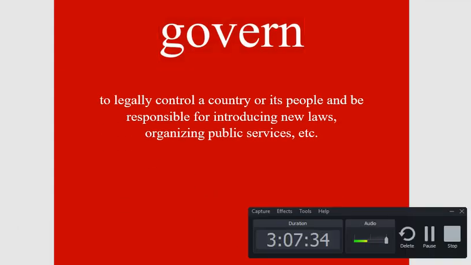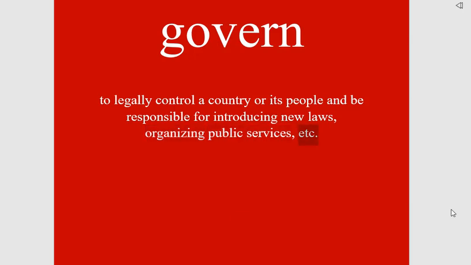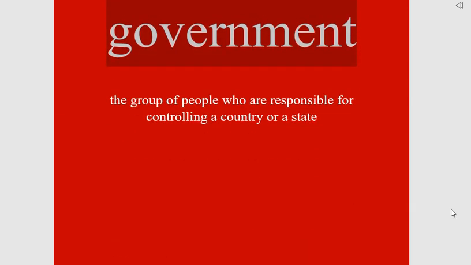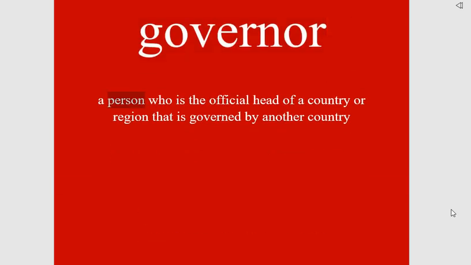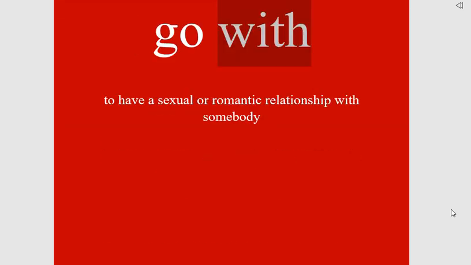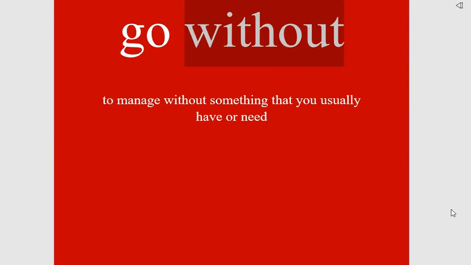Govern. To legally control a country or its people and be responsible for introducing new laws, organizing public services, etc. Government. The group of people who are responsible for controlling a country or a state. Governor. A person who is the official head of a country or region that is governed by another country. Go with. To have a sexual or romantic relationship with somebody. Go without. To manage without something that you usually have or need.